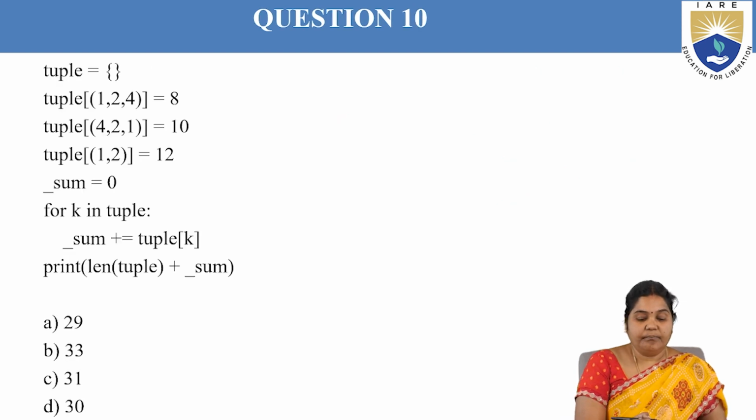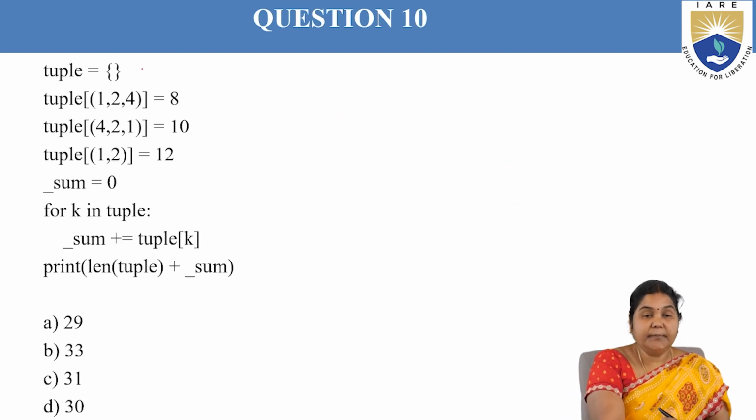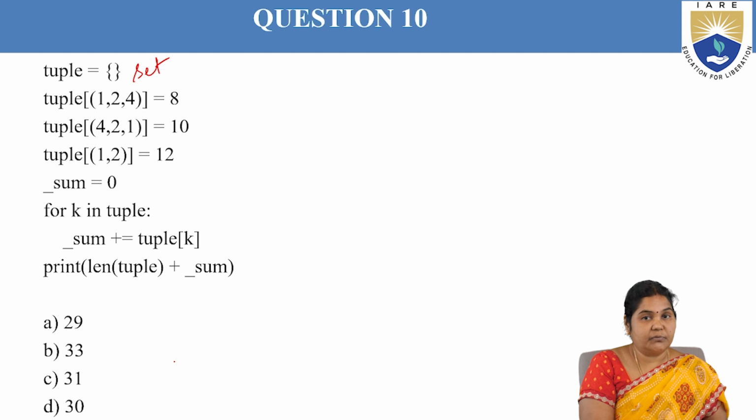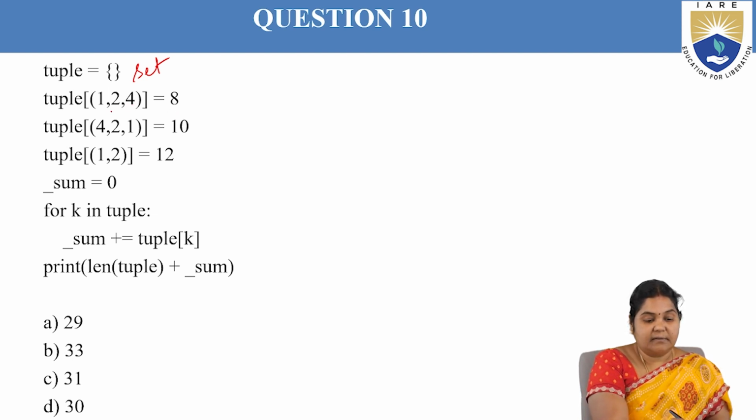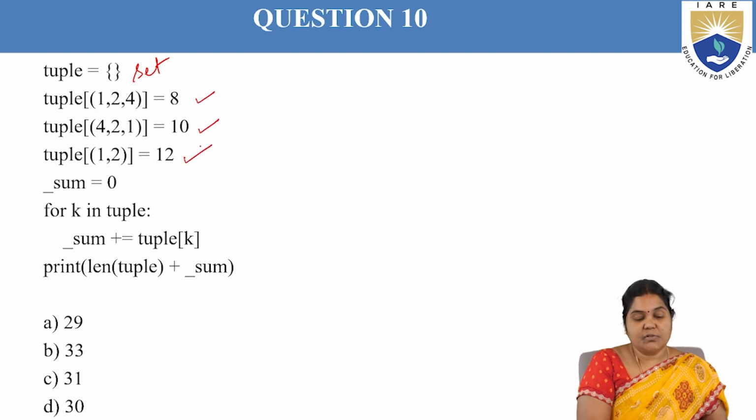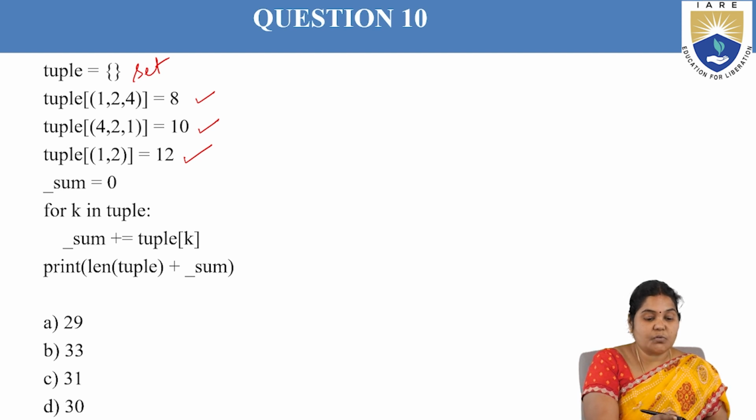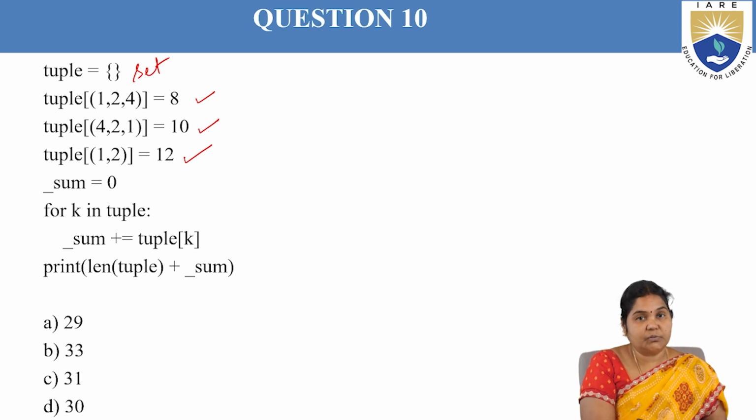Okay. Now, in this question, the name is given as tuple for the set. So this is a set initially which is an empty set. Do not confuse with the name. Okay. Now, here for the set, the tuples are used as the index. So the set contains 8, 10 and 12. So the elements can be stored into a set like this also. So tuple can be used as an index also.